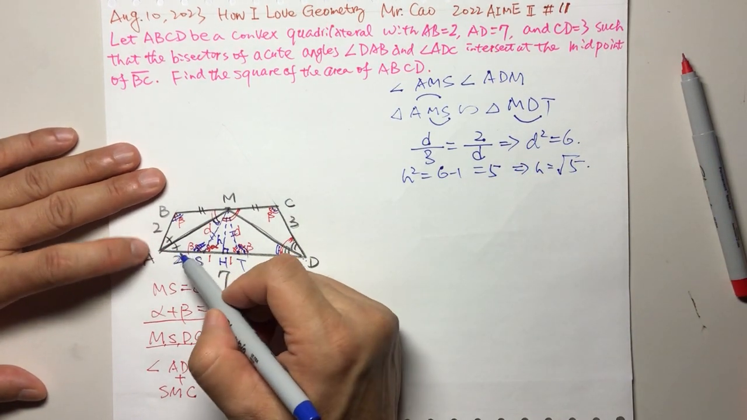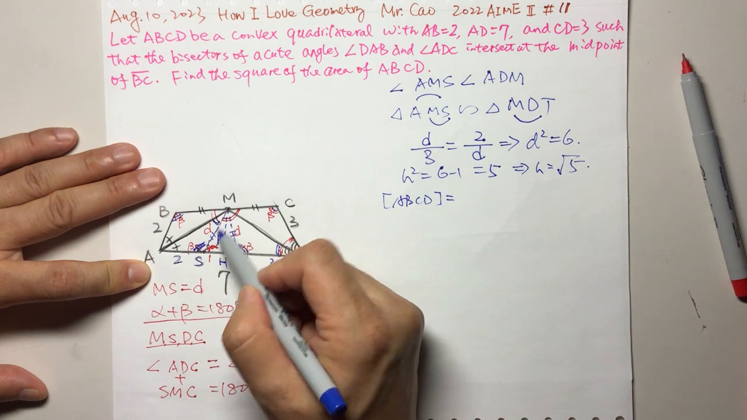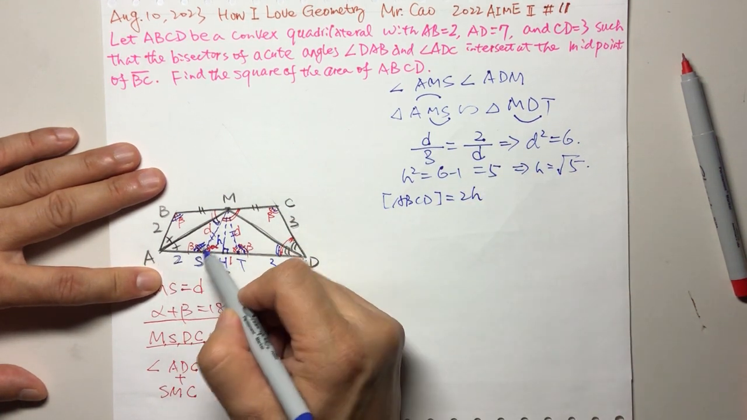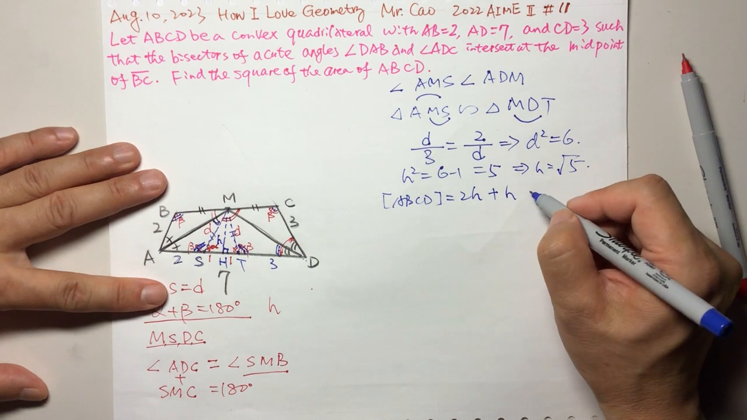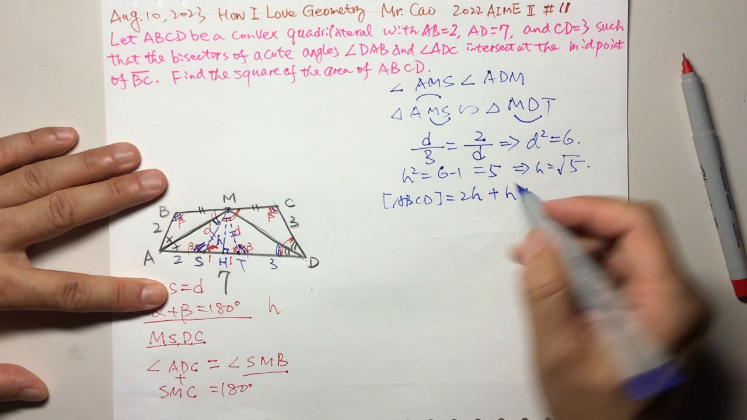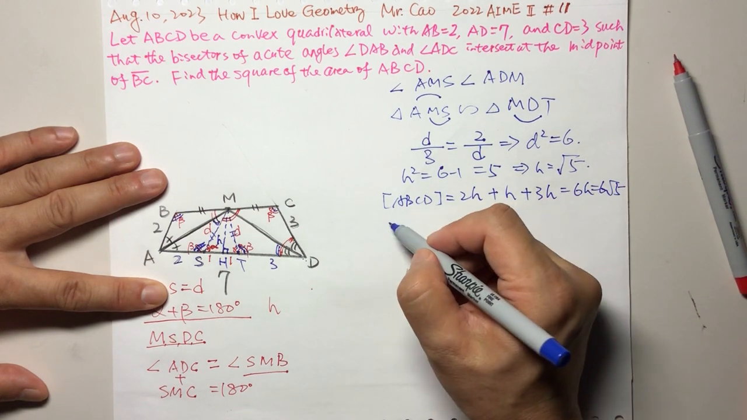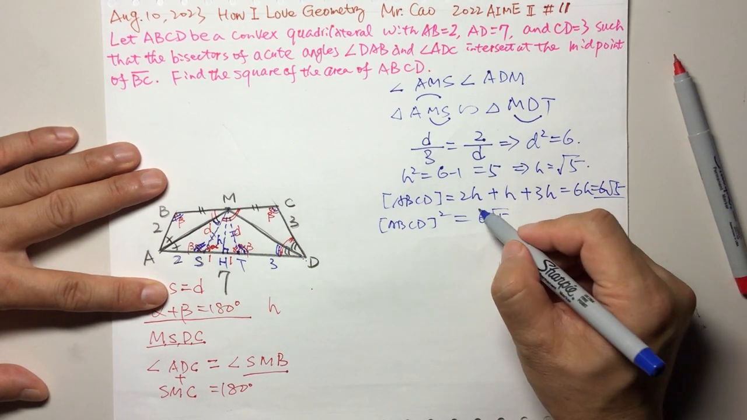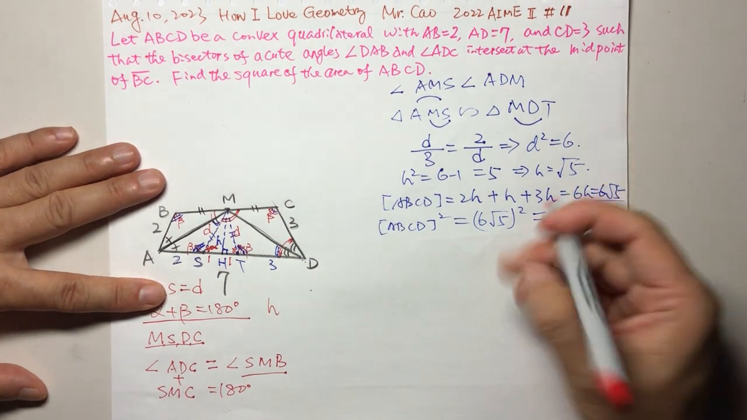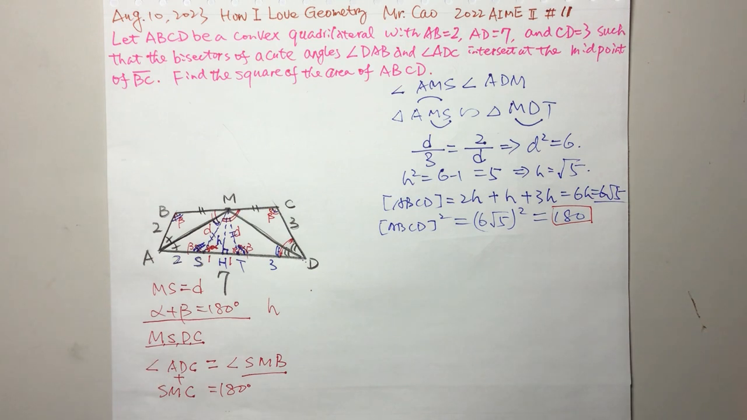Then we know this area, so total area ABCD equals 2 of this one, that's 2h, that's for ASMB, plus SMT, that's 1h, and the area of this TDCM, that's 3h, so equals 6h, so equals 6 square root of 5. And finally ABCD squared equals 6 square root of 5 squared, that's 180, right? 36 times 5, yes. It's done, right? We find the square of the area of ABCD.